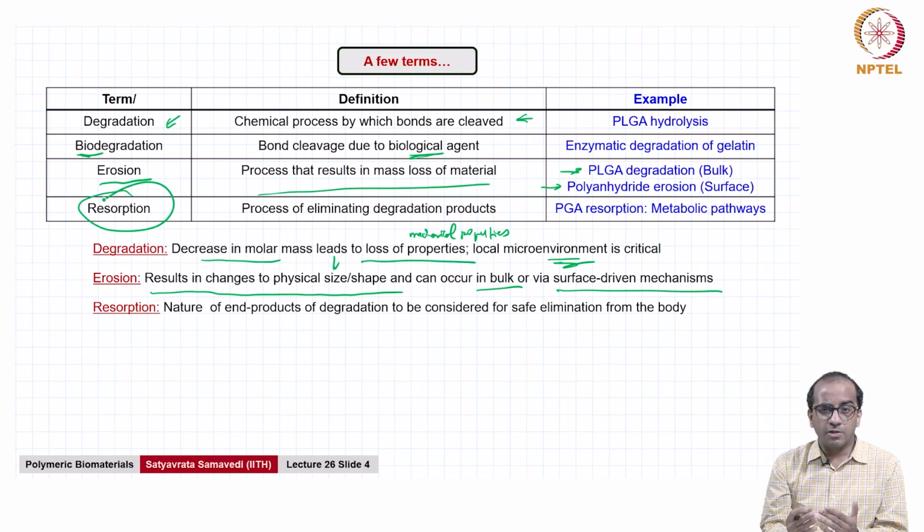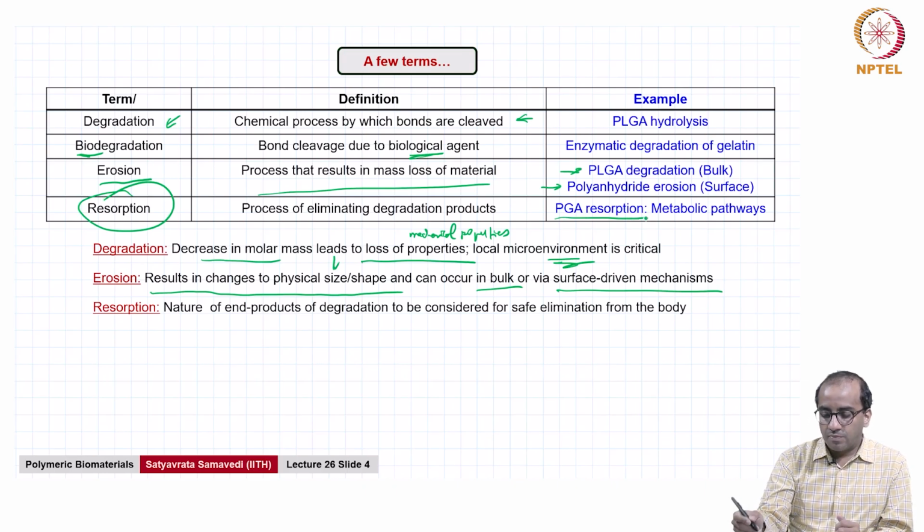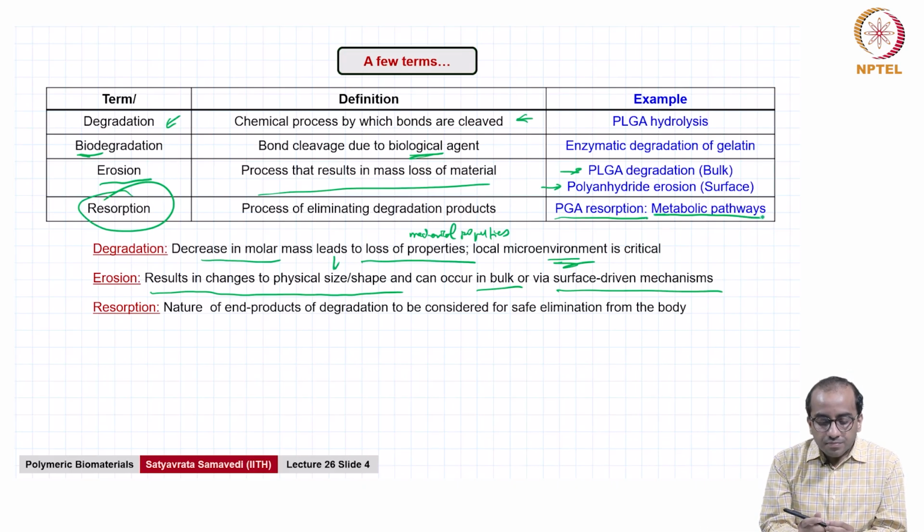We talked about resorbable sutures earlier. Now resorption is, again, these are all related, but there's some subtle differences between the words. Resorption has to do with the processes that lead to elimination of the degradation products. So once the material has degraded, the process of eliminating the degradation products is generally what is called resorption. And PGA, for example, polyglycolic acid, can resorb through several metabolic pathways.